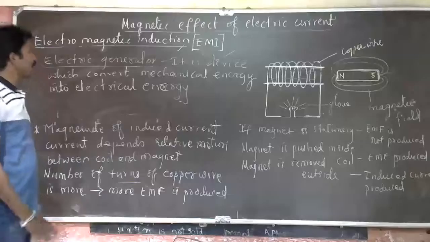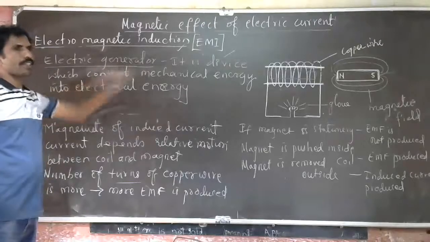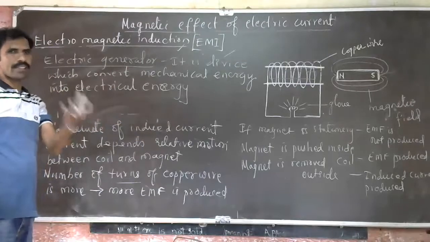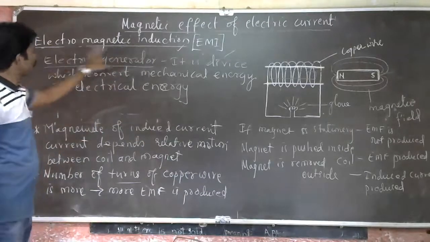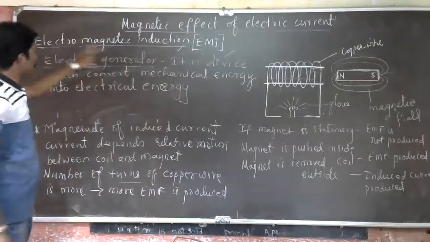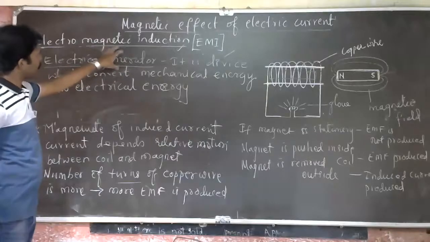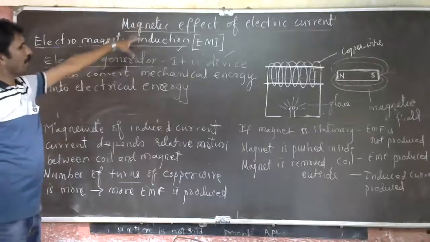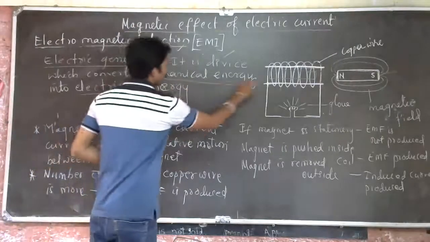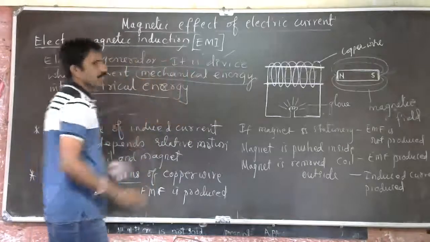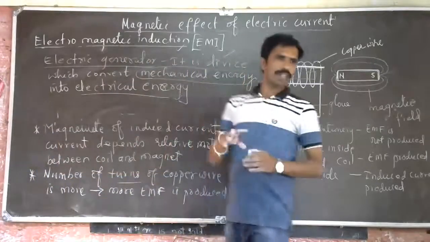So what is a generator? Say, name only, sir, generator. It is generating something. What is it generating? It is generating electric current. That is the electric generator. By using the magnetic field, we are generating electric current. How? By mechanical energy. By mechanical energy means inside the motor.